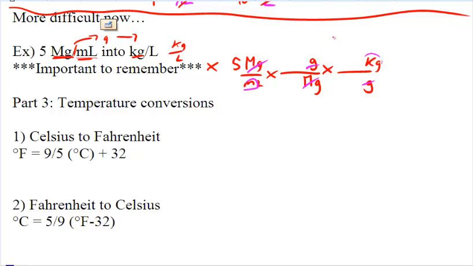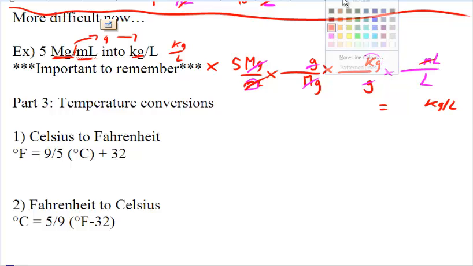But we don't want milliliters, so let's get rid of it. Same thing, if we want to get rid of something on the bottom, you do the same thing onto the top and it'll cancel for you. These ones are going to cancel, milliliters, milliliters, and we're going to end up having kilograms per liter. So let's fill in the numbers now to see what we're going to get.